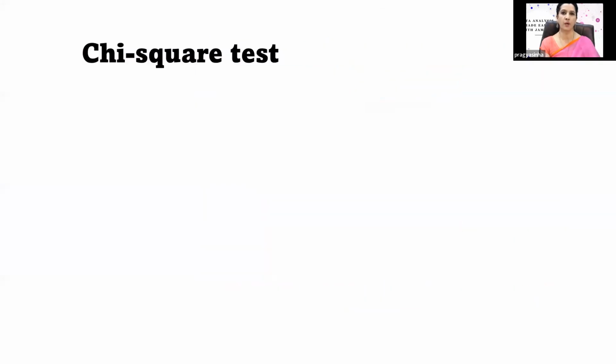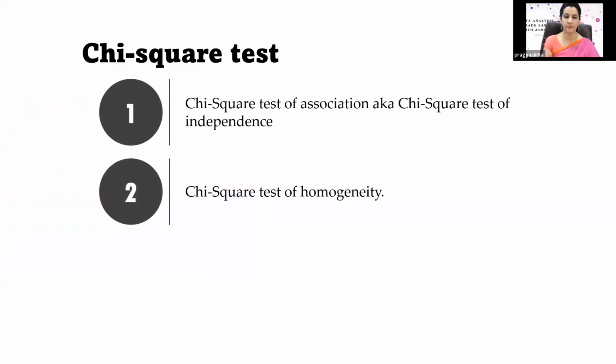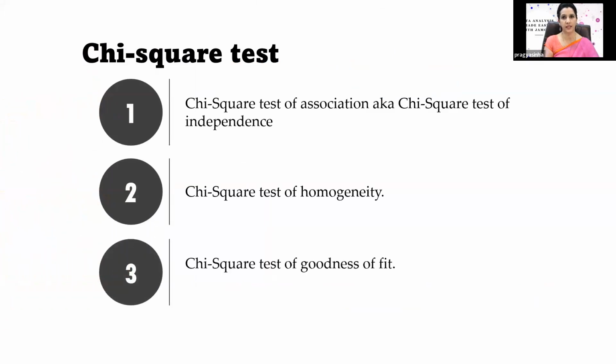So this chi-square test is one of the very commonly used tests of association. There are many types of chi-square test, but in this webinar, we are going to see three types. The first one is the chi-square test of association, which is also known as the chi-square test of independence. The second type is the chi-square test of homogeneity. And then the third type we'll discuss is the chi-square test of goodness of fit.